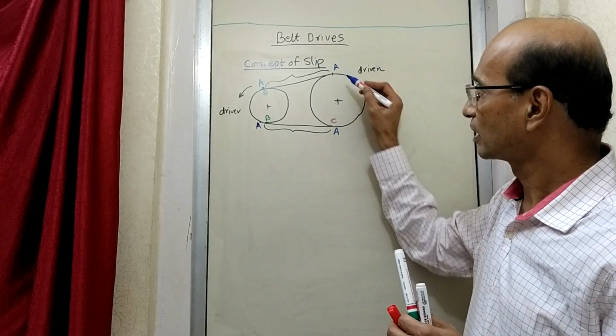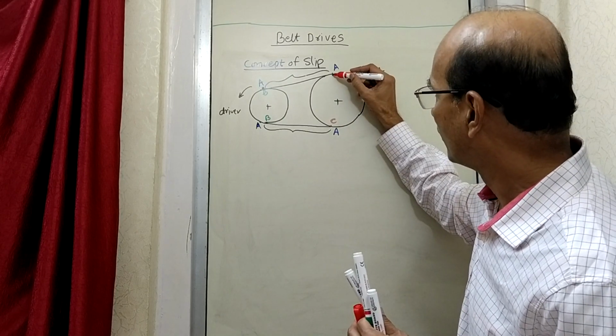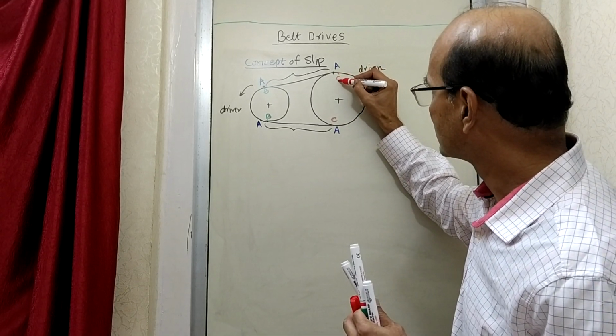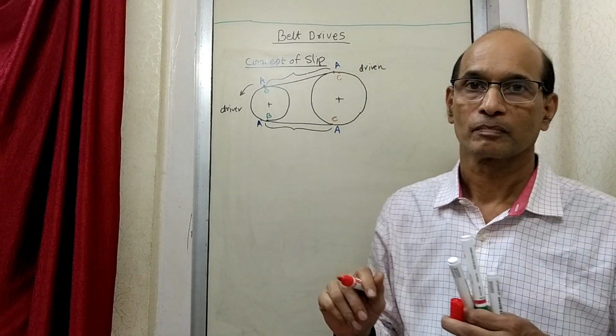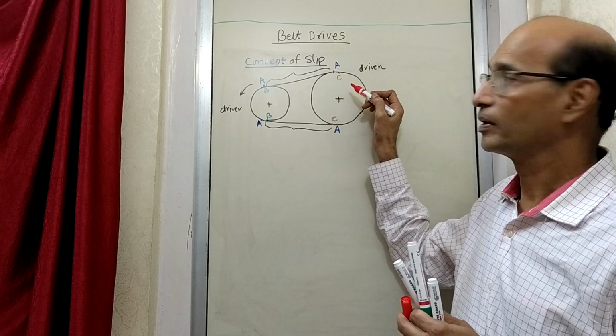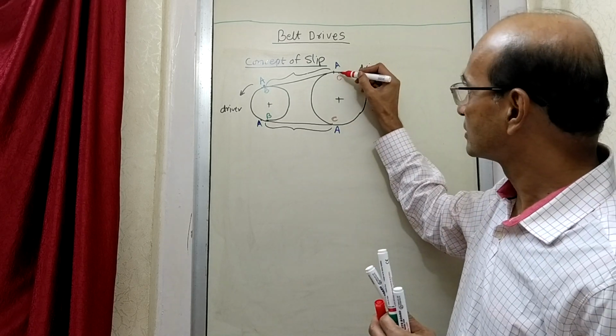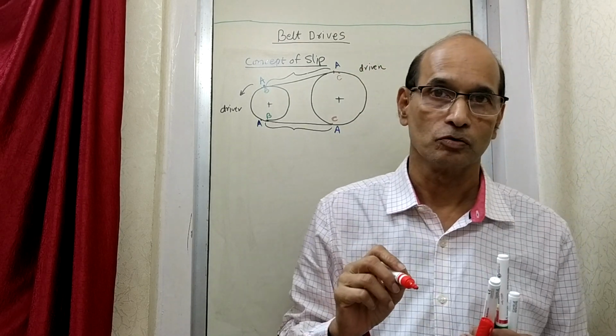So A is reached here. Now will C be along with A? Ideally we want C to be here, but you will observe that C will be here. C is here, that means C is slightly still behind. Now because C is behind, it indicates that there is a slip existing on the driven pulley also.